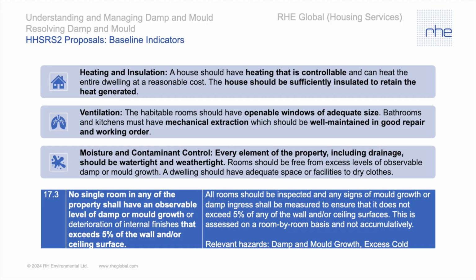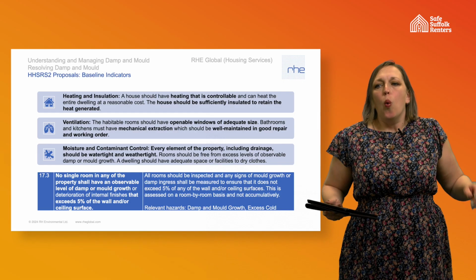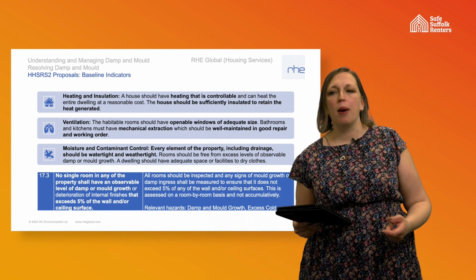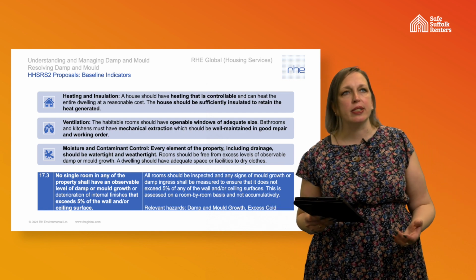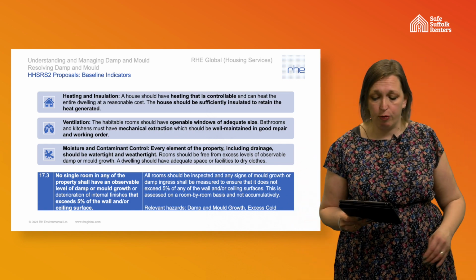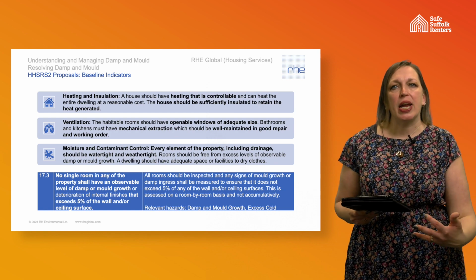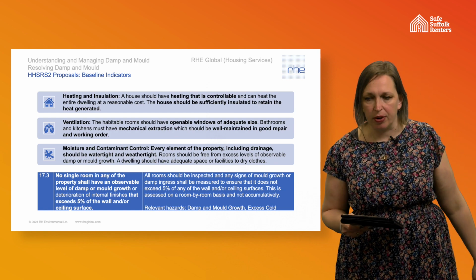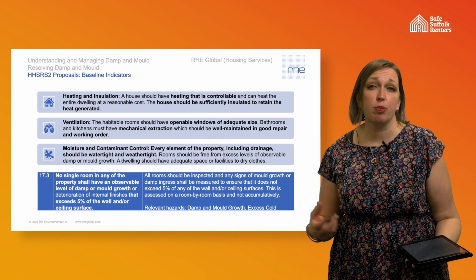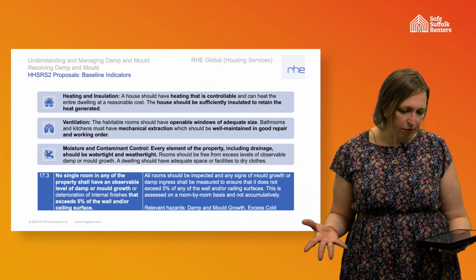On that note of guidance and regulation, it's worth mentioning the proposed changes to HHSRS following the HHSRS review that RHE carried out for the Department of Levelling Up, Housing and Communities. One of the changes that we were asked to implement was the introduction of baseline indicators, because the Housing Health and Safety Rating System is seen to be quite difficult to understand for non-trained persons, so for landlords to get inside what's happening in an HHSRS practitioner's assessment. So the idea of the baseline indicators is that they help the system be understandable so that you know what a practitioner's looking for.